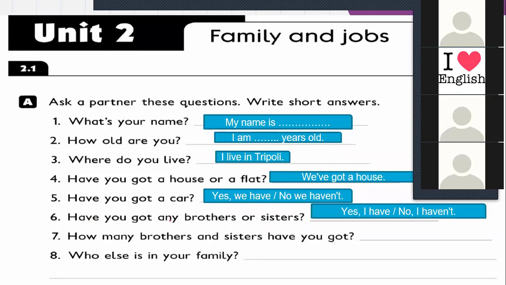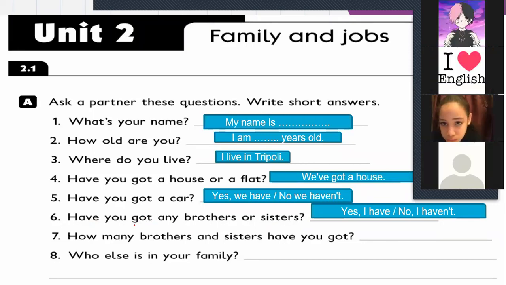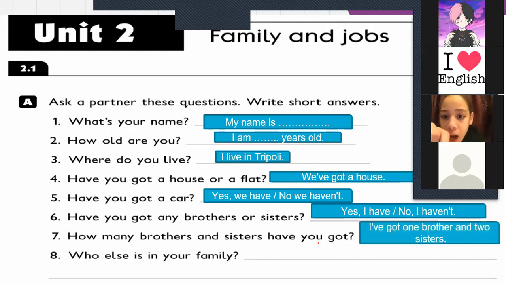Have you got any brothers or sisters? Yes, I have. How many brothers and sisters have you got? I have three brothers and one sister. I have two brothers and two sisters. I've got two little brothers. So Serene, she has got two brothers. Okay, what about number eight?